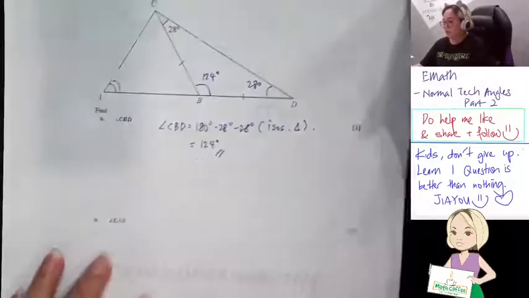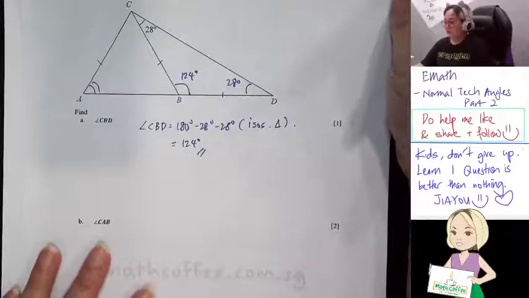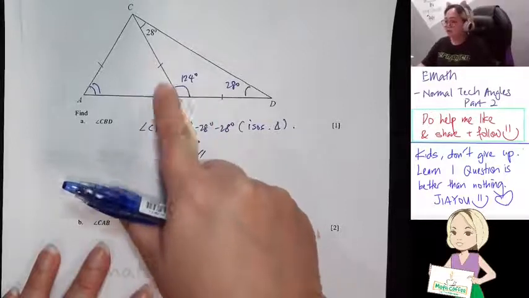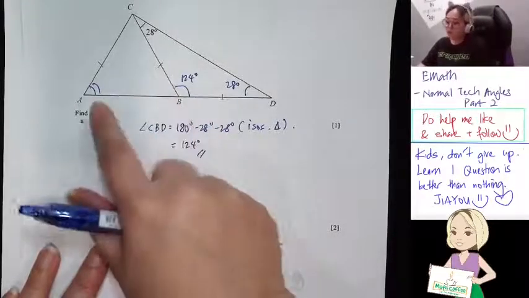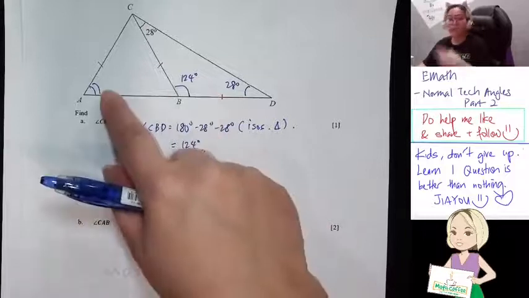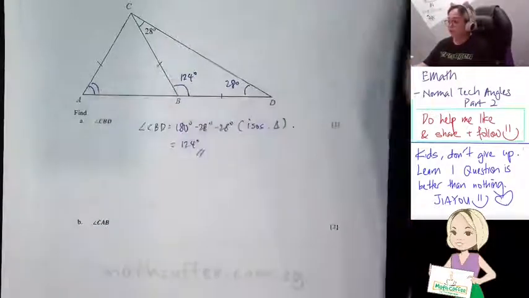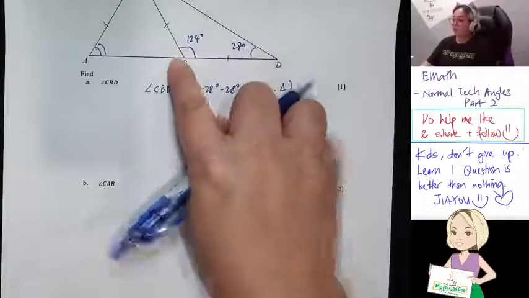Okay, so although we know, kids, that this is 180 minus this one, you get this one and this one is equal. Some students straight away take 180 minus 124 and say it's the answer. But you need to explain a bit more. You cannot suddenly jump. So let's find this angle first.